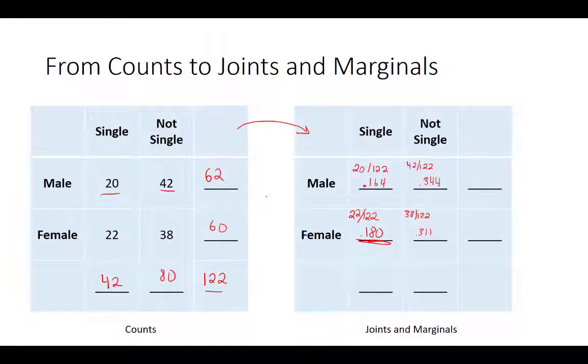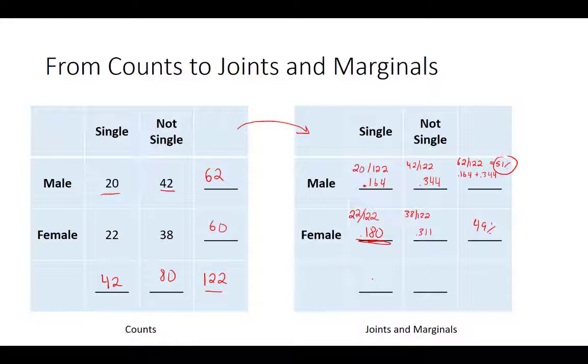Maybe we want to know what percent of the bar is guys. We could do this two different ways now. We know that it's 62 out of 122. We could do that and get 51%. Or we could just add up 0.164 plus 0.344 and get your 51% with rounding error. How many women do we have at the bar? Well, we could add up 18% and 31.1%. We could also use the rule of complements. If I know that 51% of the bar is guys, then it has to be the case that 49% of the bar is girls.